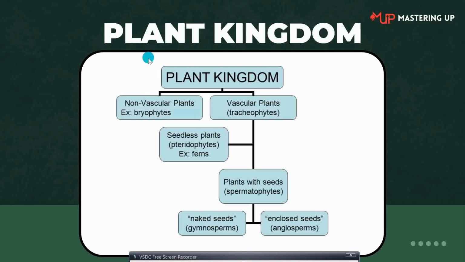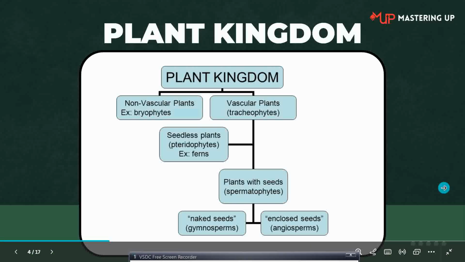So again, let me tell you, the plant kingdom is subdivided into two types based on the presence of a vascular system, that is non-vascular plants and vascular plants. In non-vascular plants, bryophytes are present, and in vascular plants, tracheophytes. Tracheophytes are again subdivided into two types: pteridophytes, which are seedless plants, and plants with seed, called spermatophytes. They are divided into gymnosperms and angiosperms. Gymnosperms contain naked seeds and angiosperms contain enclosed seeds. Okay, so this is what we have done with the classification.